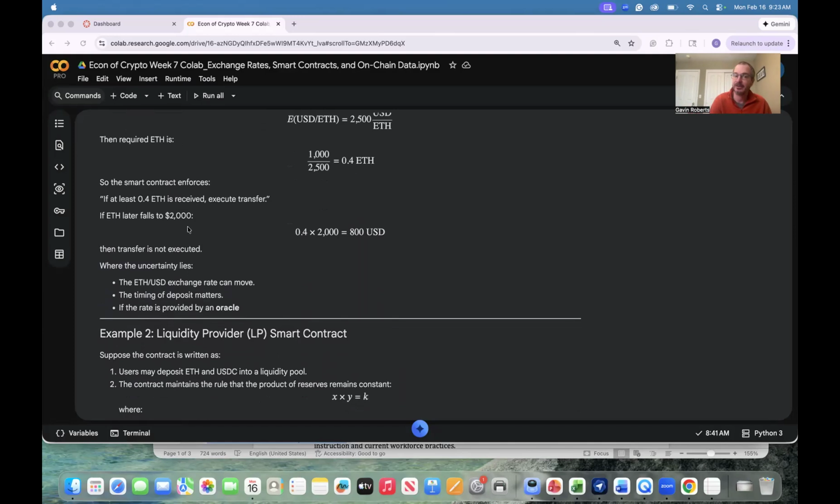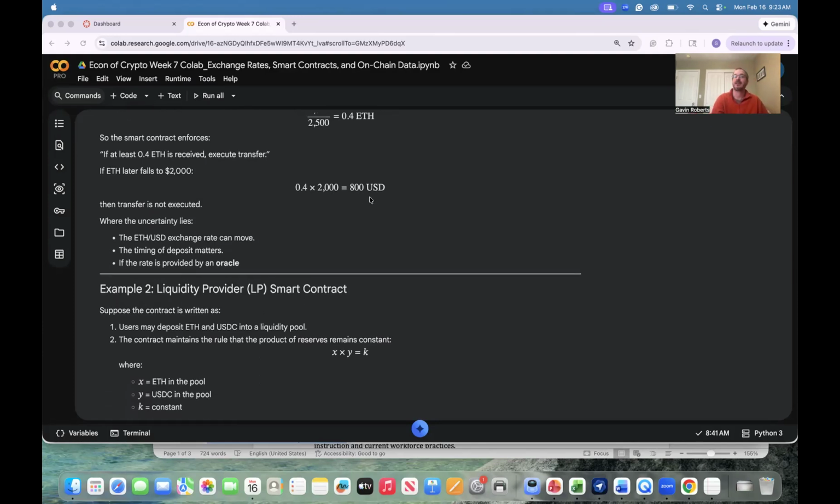But notice now if the price of Ethereum falls in US dollars, or the exchange rate changes, that will have implications for the contract. In this case, more Ethereum would have needed to be sent, because the asset won't be released at this exchange rate, since we only end up with 800 US dollars.